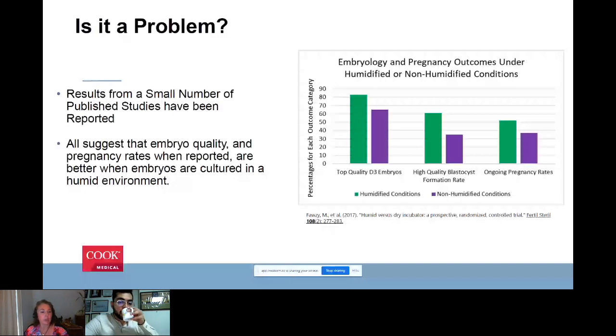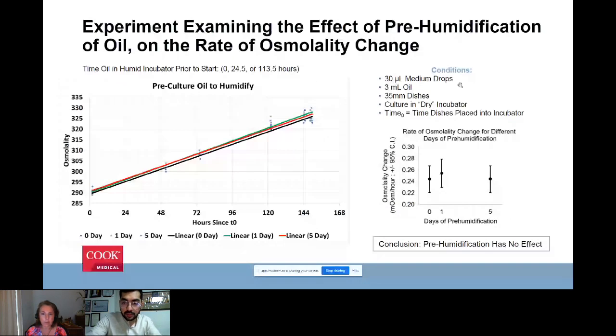So we actually did an experiment examining the effect of pre-humidification of oil before its use on the rate of osmolality change. We looked at this specifically because there were conflicting results in the literature. Steve put oil in a humid incubator prior to the start of the experiment: 0 time, so he just used it as is without humidifying the oil, or 1 day or 5 days to equilibrate prior to use. Then he used the oil as you usually would to overlay 30 microliter medium drops in a 35 millimeter dish. And all of this is done in a dry incubator this time.